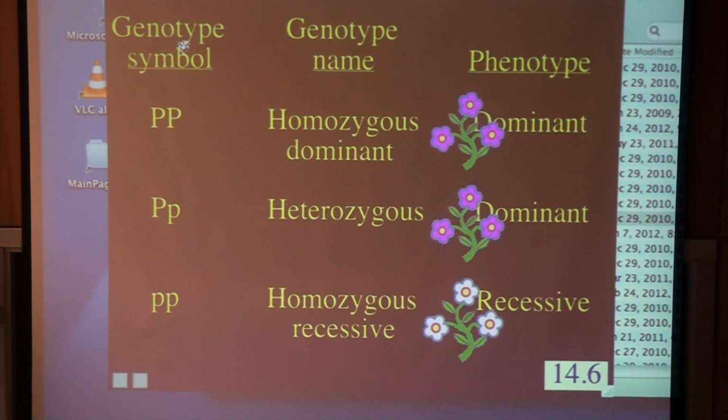And that concept, that if an organism shows the dominant phenotype, you don't know their genotype, it could be big P, big P, or big P, little p, is important. When we start doing genetics problems, you'll have to rely on that concept to get the right answers on the genetics problems. So don't forget.